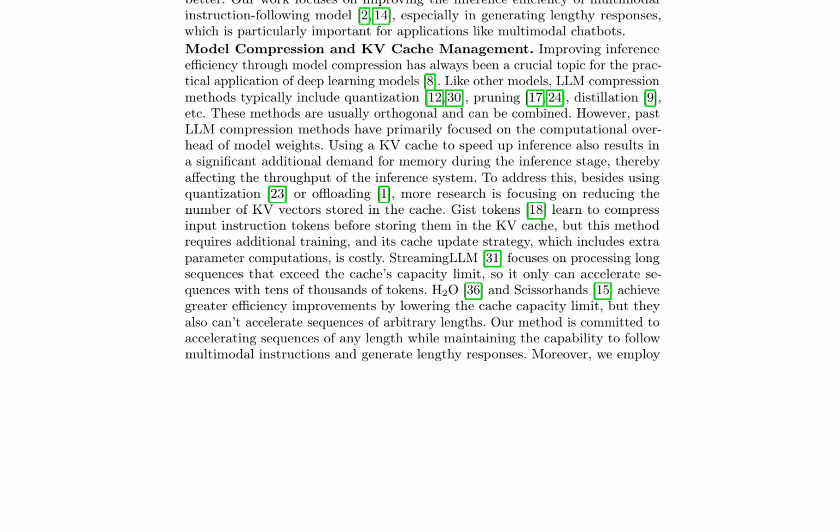Unlike existing methods that focus on reducing the number of KV vectors stored in the cache, elastic cache accelerates sequences of any length while maintaining the capability to follow multimodal instructions and generate lengthy responses. This approach differs from Gist tokens, which require additional training, and StreamingLLM, which focuses on processing long sequences. By dynamically adjusting the cache capacity limit, elastic cache achieves greater efficiency improvements, making it a promising solution for real-world scenarios where both time efficiency and performance are crucial.